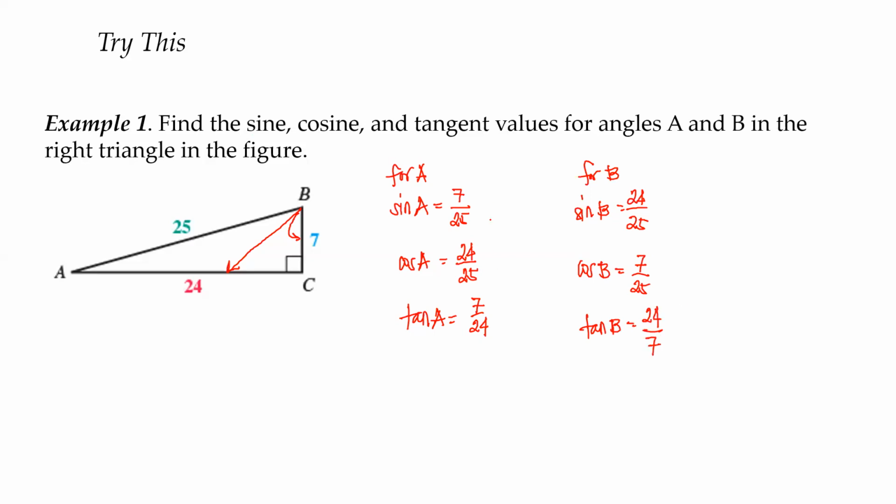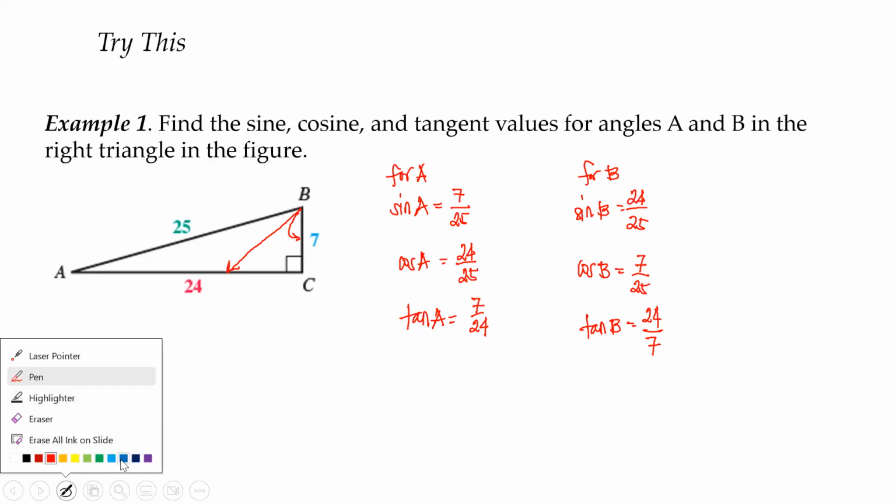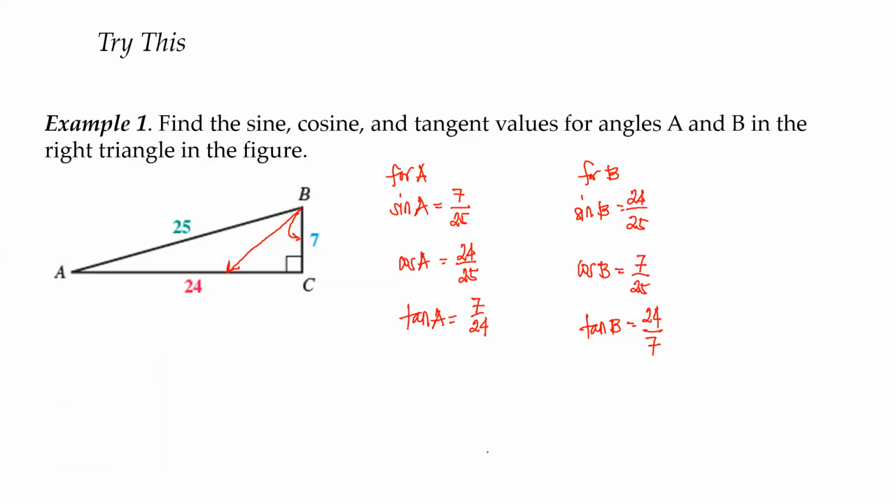So if you can observe, there you have it, the sine, cosine, and tangent values for our angles A and B in a right triangle. But what I said a while ago about a similarity we can see is this one. Sine A, which is 7 over 25, while cosine B is also 7 over 25. Sine B is 24 over 25, while cosine A is 24 over 25. And that will be our next topic.